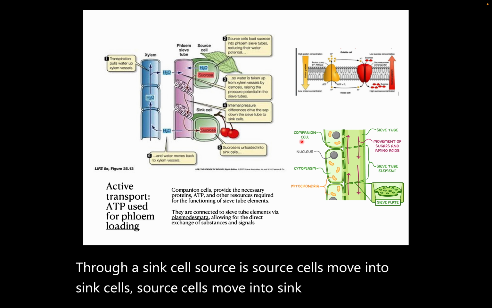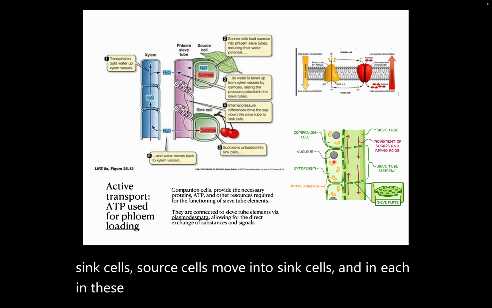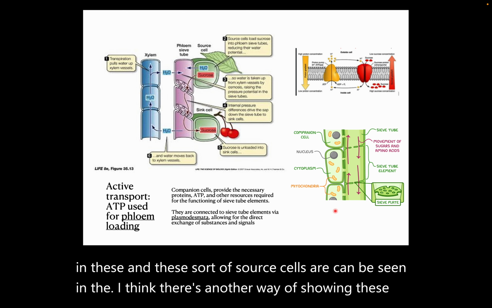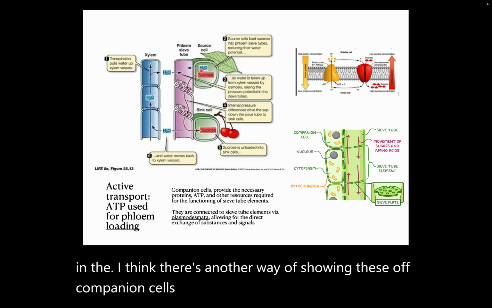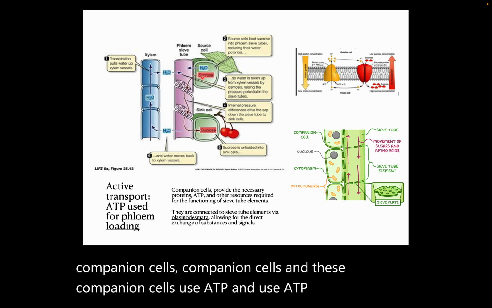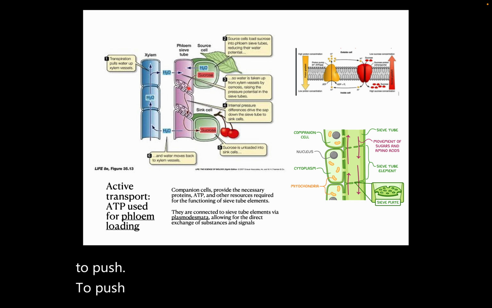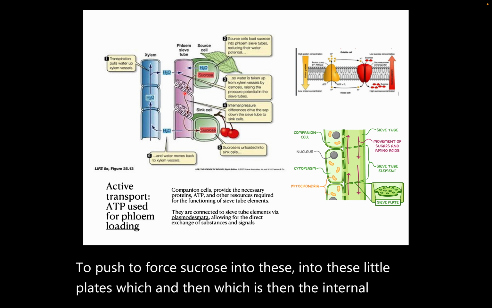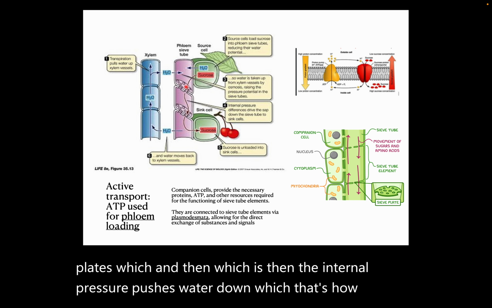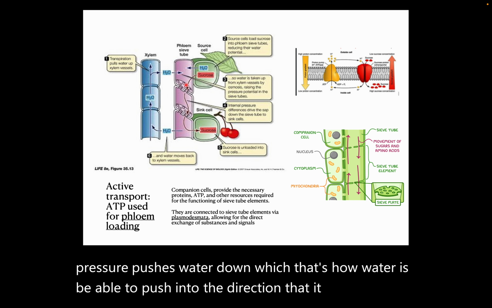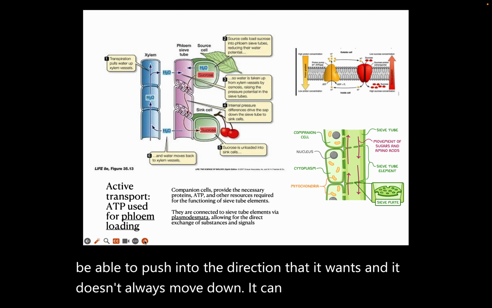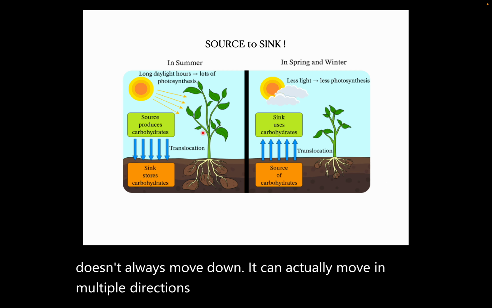And these source cells can be seen in the... I think there's another way of showing these off. Companion cells, and these companion cells use ATP and amino acids to force sucrose into these little plates, which then, with the internal pressure, pushes water down. That's how water is able to push in the direction that it wants. And it doesn't always move down. It can actually move in multiple directions. Source to sink is the main importance here.